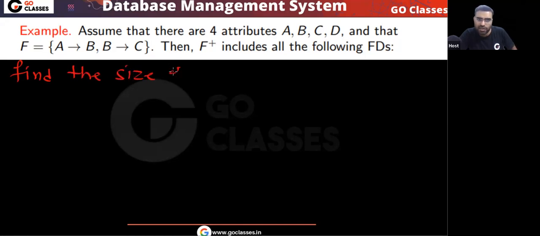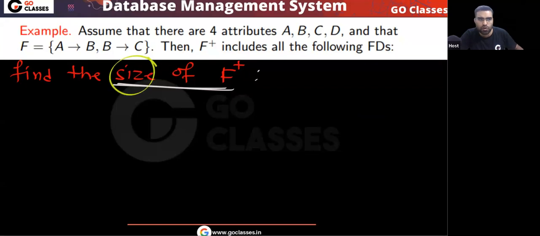Our target is to find the size of F plus. Is this clear? What is our target? Our target is to find the size of F plus, means how many FDs we can determine. From this set of FDs, how many FDs can we infer? So our target is to find the size of F plus.